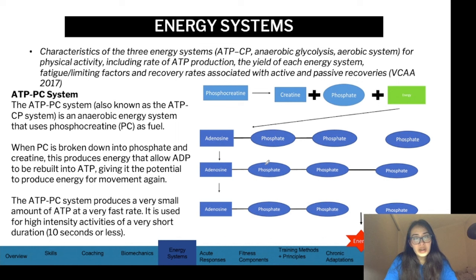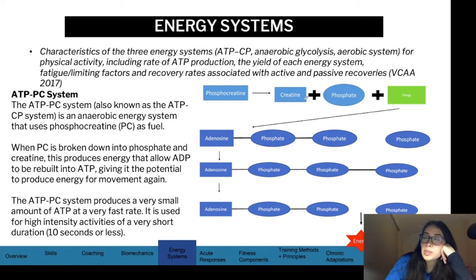When this phosphocreatine is broken down to phosphate and creatine, this produces energy that allows ADP to be rebuilt into ATP, giving it the potential to produce energy to move again. So you can see we've got phosphocreatine, we break it down to phosphate and creatine, and we release some energy as well, because breaking bonds releases energy. That's why people call it creatine phosphate, because it's made of creatine and phosphate. So you break it down, it releases energy.